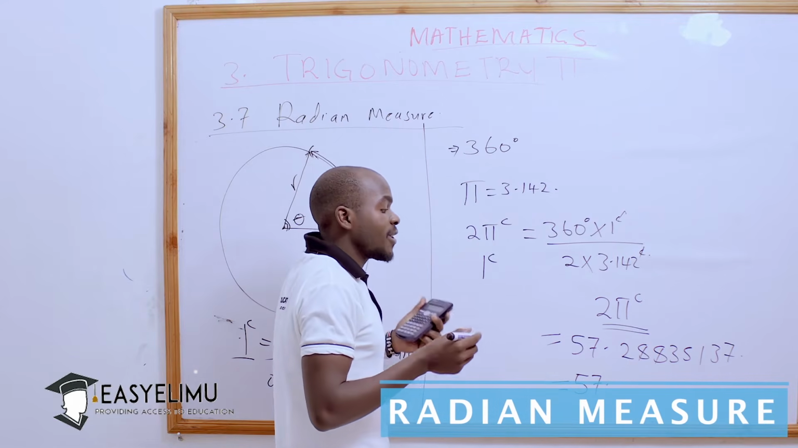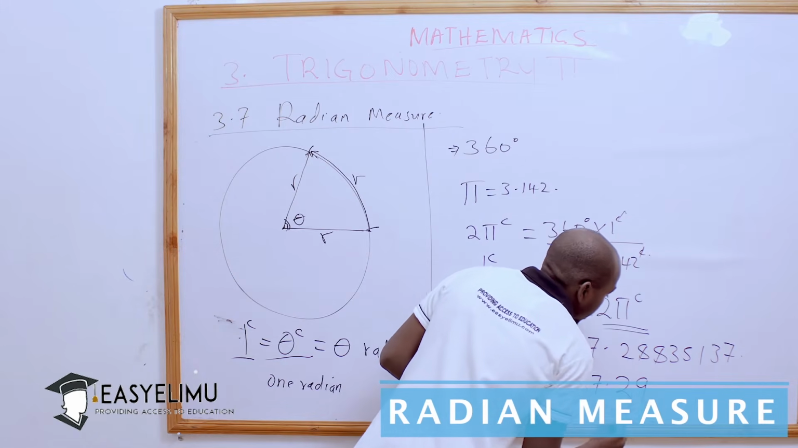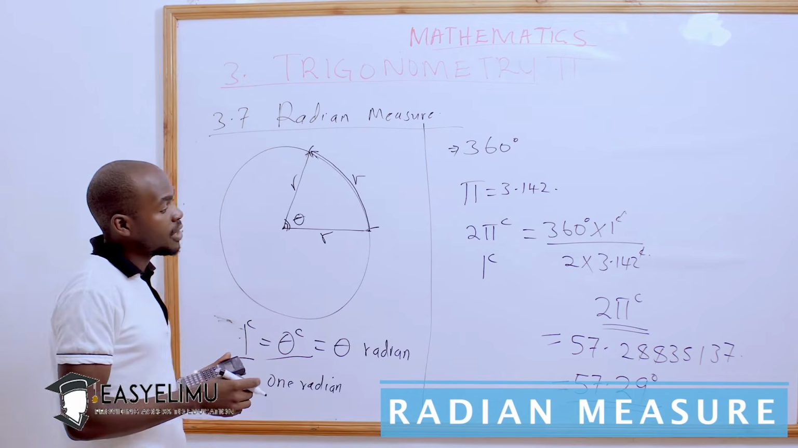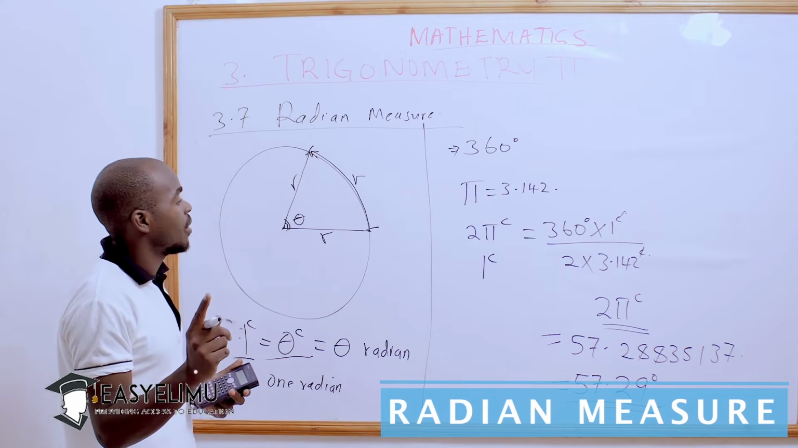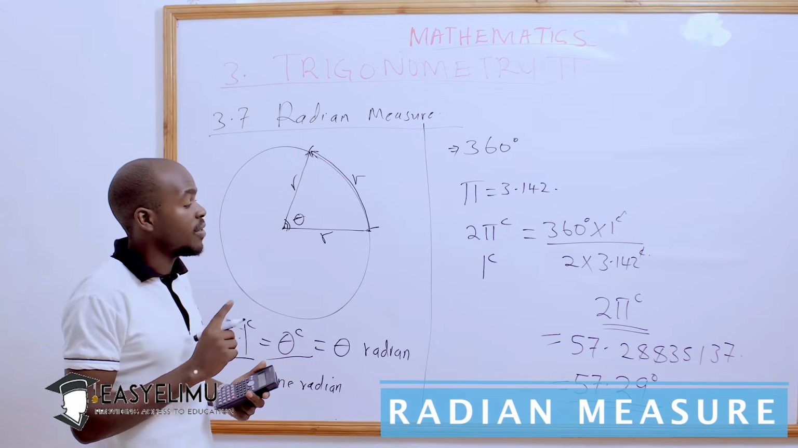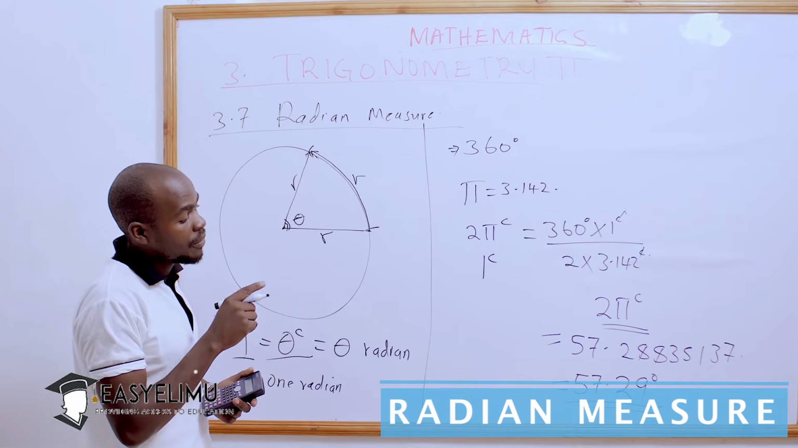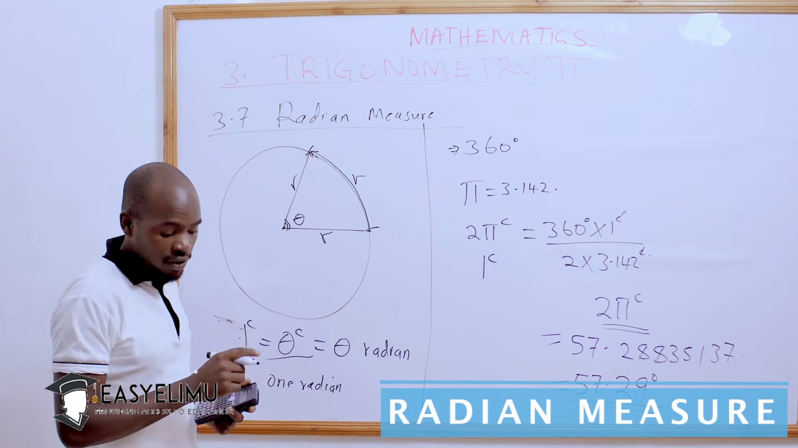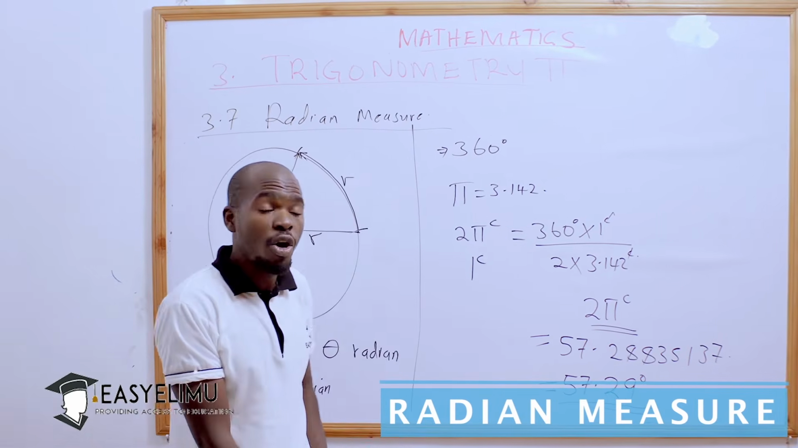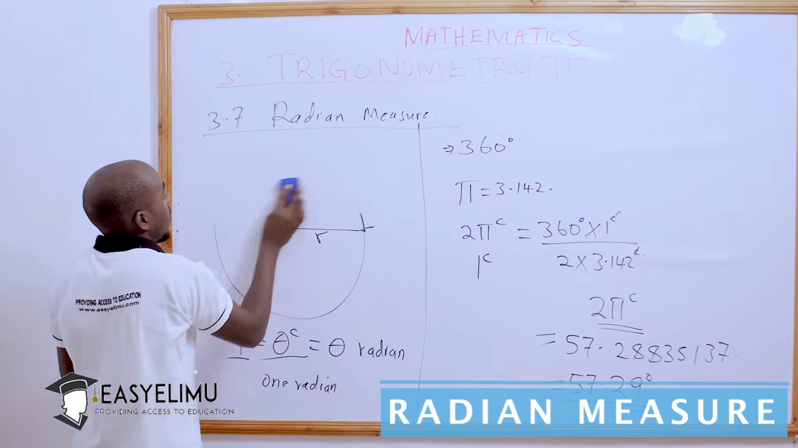Actually, if we round off to 4 significant figures, we are going to have 57.29 degrees there. So we have witnessed that 1 radian, which is the angle subtending an arc length equal to the radius of the circle at the center, is 57.29 degrees. We shall use this relationship to calculate different angles as we move on with the radian measure theory. So let's see how we can find it out.